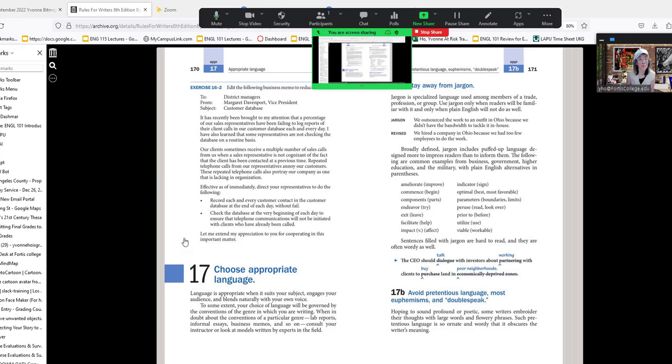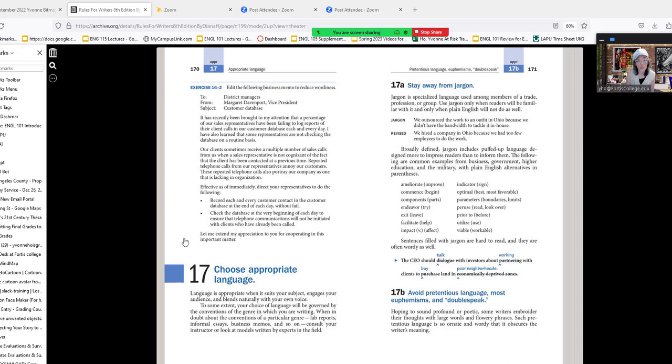So choose appropriate language. Language is appropriate when it suits your subject, engages your audience, and blends naturally with your own voice. To some extent, your choice of language will be governed by the conventions of genre in which you are writing. When in doubt about the conventions of a particular genre, lab reports, informal essays, business memos, and so on, consult your instructor. Stay away from jargon.